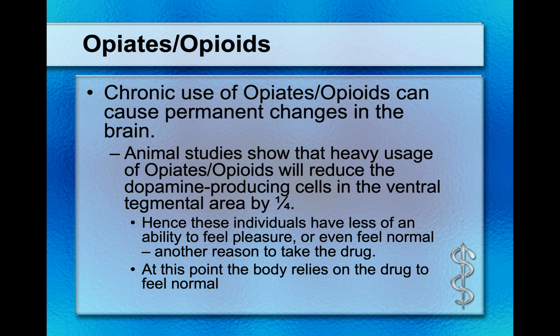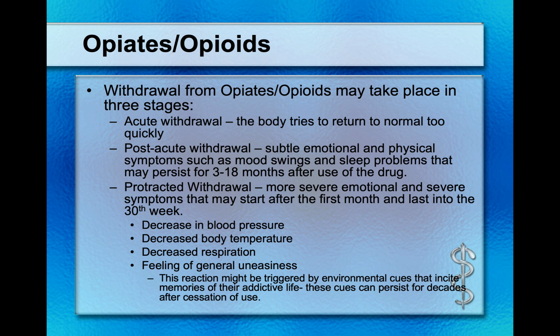Hence, these individuals have less ability to feel pleasure or even to feel normal. Another reason to take the drug to make themselves feel more normal. At this point, the body relies on the drug to feel normal, and this is a sad thing. You're looking for normalcy, and the only way you can get it is by taking more and more of a drug. Withdrawal from opiates, opioids may take place in 3 stages.